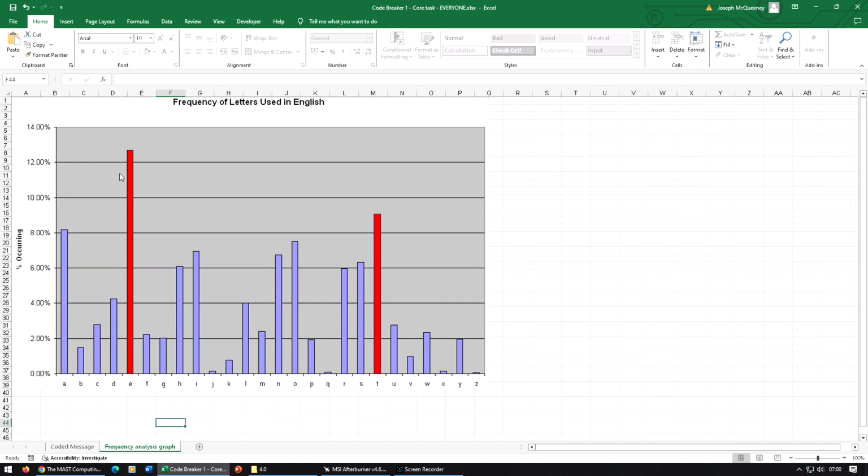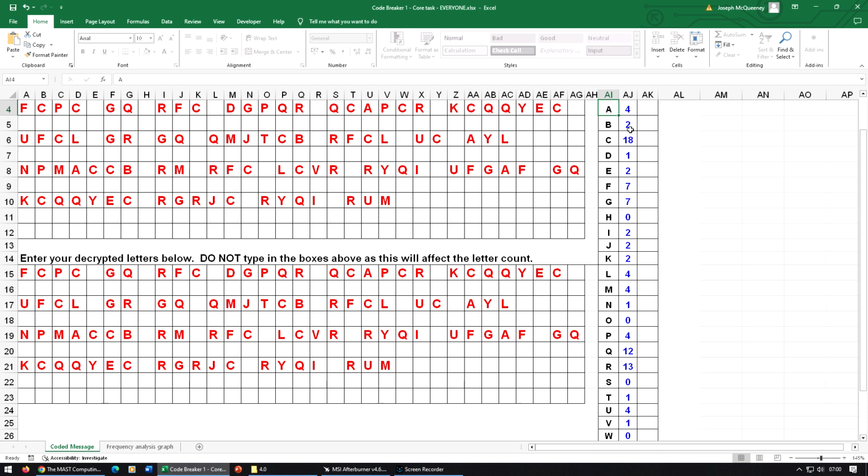So looking back here, E is the most common letter, so we need to look at our frequency table for the coded message, and we see here C is the most frequent. So I'm going to put E in there. We're going to make that assumption that the most frequent is E, and then we're going to go through the message and fill in E underneath all of those C's.